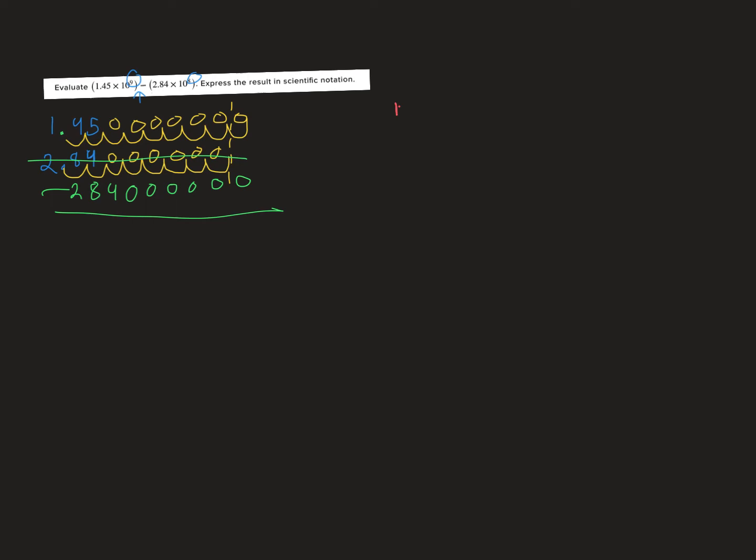Or you can just use scientific notation, keep it simple, so you don't have to deal with all those zeros and accidentally mess up, which is why scientific notation exists. So you have 1.45 times 10 to the 9th power minus 2.84 times 10 to the 8th power. We just need to make sure that before we subtract these, just like you would over here when I'm adding all the zeros on, that these two exponents match.